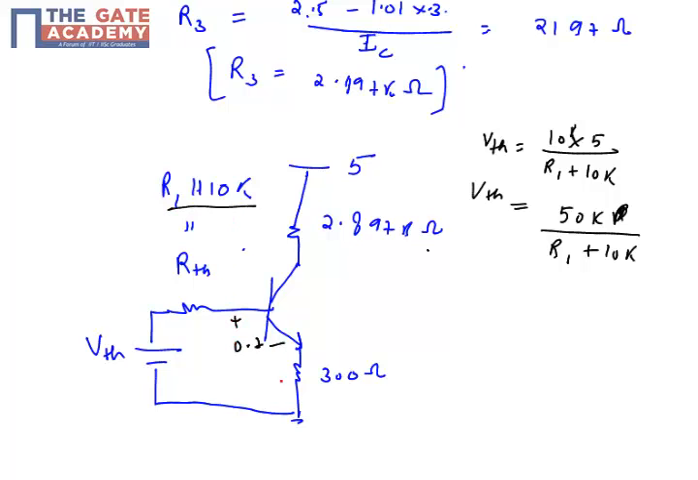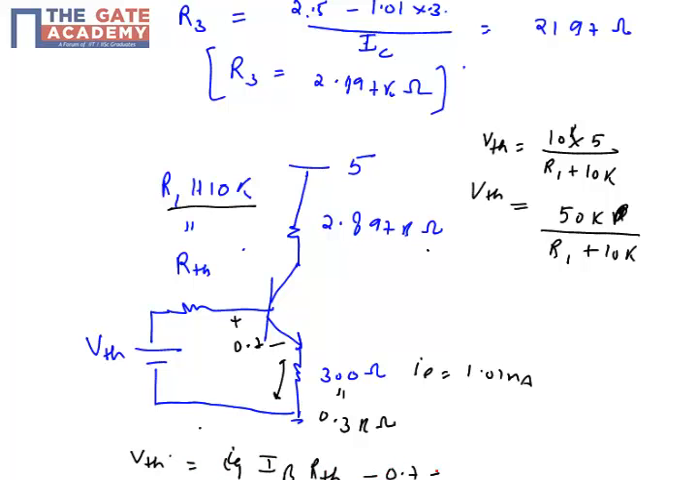We know the voltage drop across the 300 ohm. We know that IE we have calculated as 1.01 milliampere, and in kilo ohm it will be 0.3 kilo ohm. So just apply the KVL: VTH is equal to IB RTH plus 0.7 plus 0.3 into 1.01, kilo ohm and milliampere cancel out. You can see that RTH is a function of R1 and VTH is also a function of R1. So in this loop I have only one variable, which is R1.